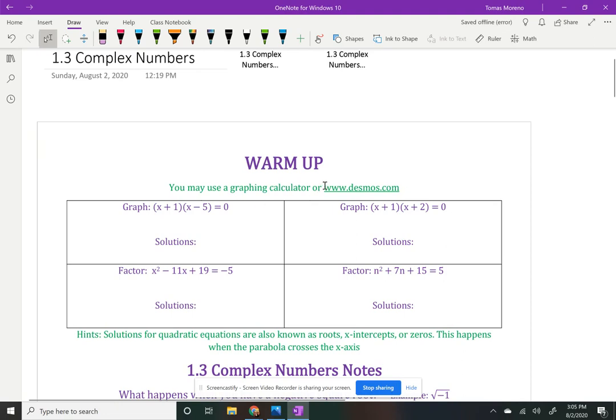If you don't have a graphing calculator, you can go to www.decimals.com. That's what I'm going to be using today. So I want you first to graph this and this equation, and we're going to see where the solutions are.